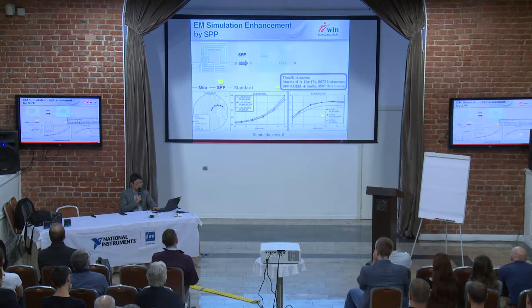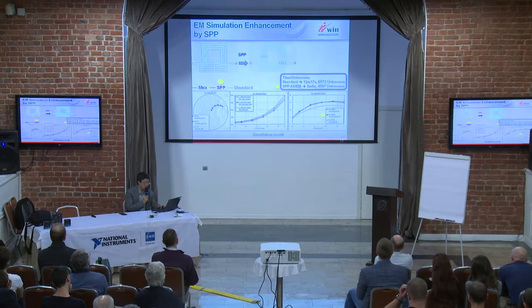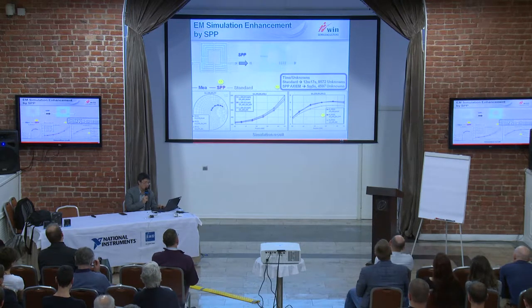So we do have a performance comparison. We are trying to simulate a spiral inductor with or without SPP. You may see the time. Once you choose the standard EM simulation, you have the cost of 20 minutes. But if SPP is applied to your EM simulation, you only take about 5 minutes.